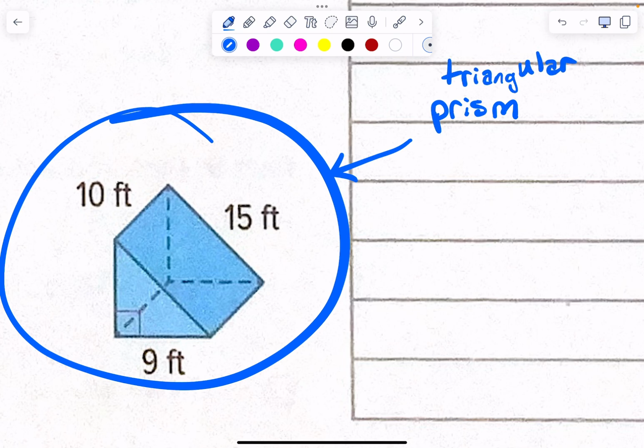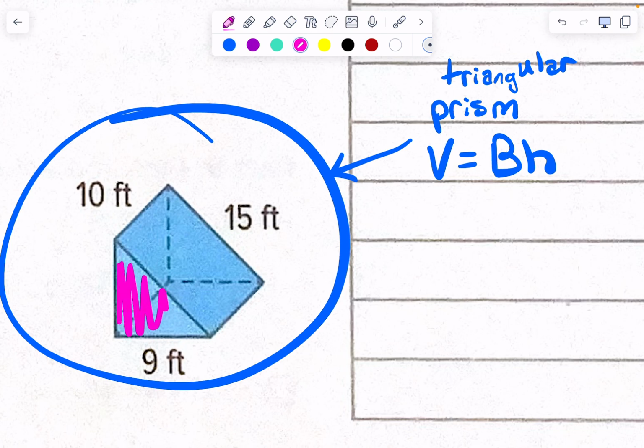Triangular prism. Okay, volume of a prism is capital B times H. That is all. All right, we need to find, what is the base? Which ones are the bases? The right triangles. So I need this one and this one. All right, so I need to find the area of one of those.